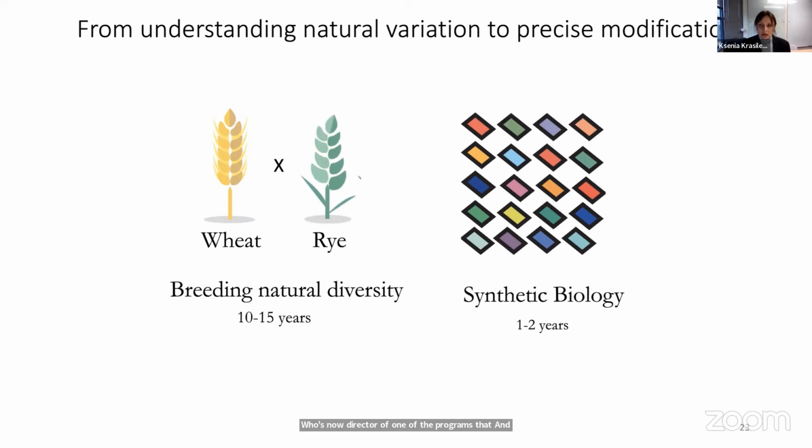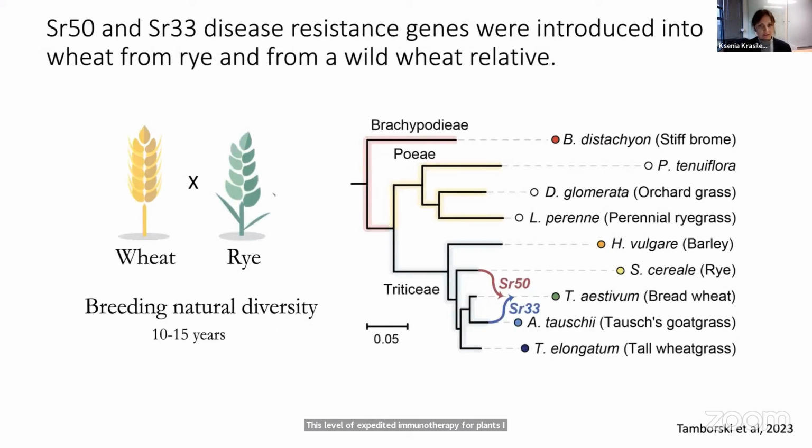And what can we do? So our current status is we're breeding natural diversity, we're taking immune receptors, we're incorporating them in our crops. Typically, that takes 10 to 15 years. With synthetic biology and rational design, I think we can reduce the cycle to maybe 1 or 2 years. And as we've seen with the pandemics, this is critical. This level of expedited immunotherapy for plants, I think, would be critical for making more sustainable disease resistance.